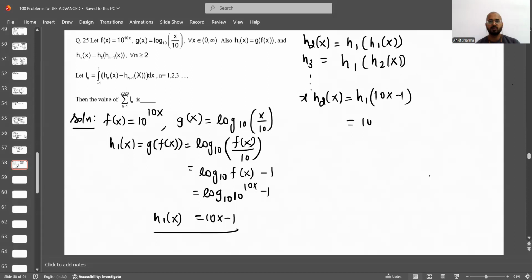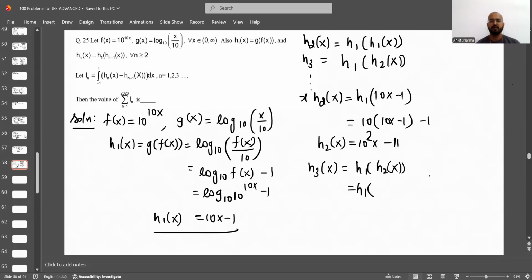So let's again plug in. So 10 times 10x minus 1, and then minus 1 will give me 10 square x minus 11. So this is my h2 of x. Now if I find out h3, so h3 of x will be h1 of h2 of x, which means h1 of h2 is 10 square x minus 11 will give me h1. So this 10 will be here, and then we get here 10 square x minus 11 minus 1. So this will give me 10 cube x minus 100 into 10 is 110 minus 11 is 111. So this is my h3 of x.